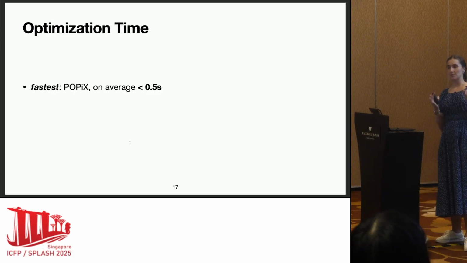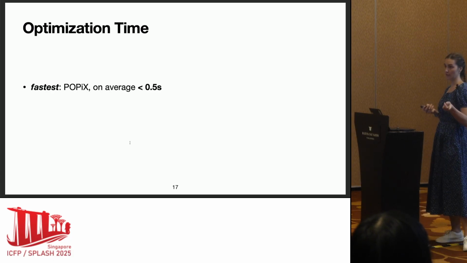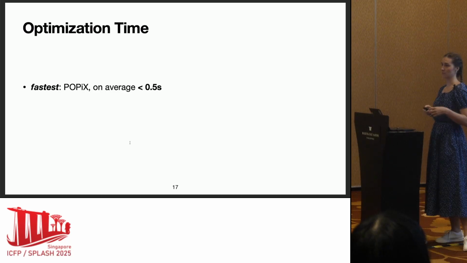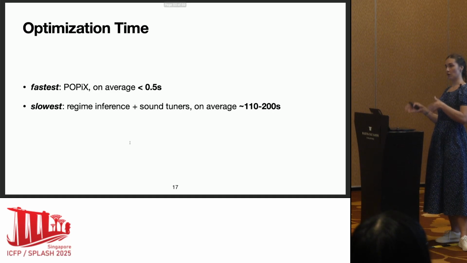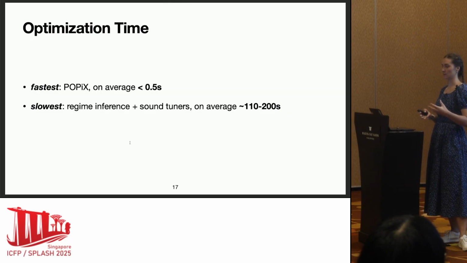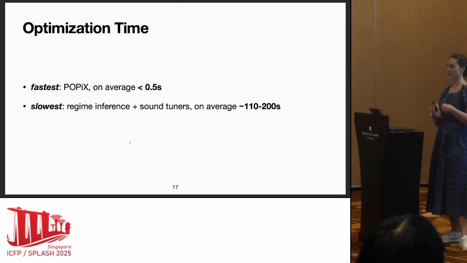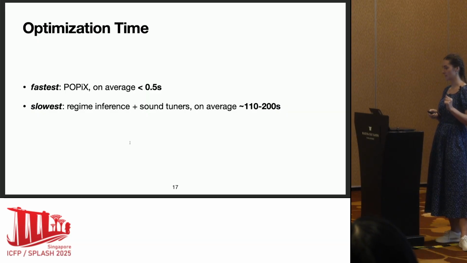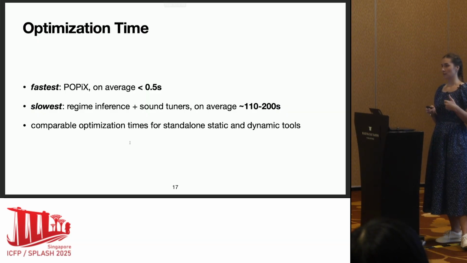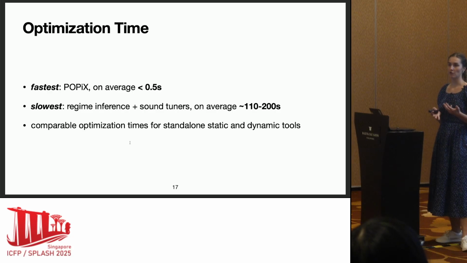In terms of optimization time, there was a clear winner that optimized programs way below half a second, and there was the slowest technique, which was a combination of this regime inference that repeatedly calls sound tuners on different parts of the input space. But otherwise, we were surprised to see that there was no clear trend that sound tuners were either slower or faster than the dynamic ones.